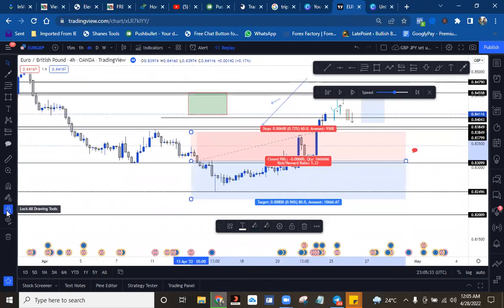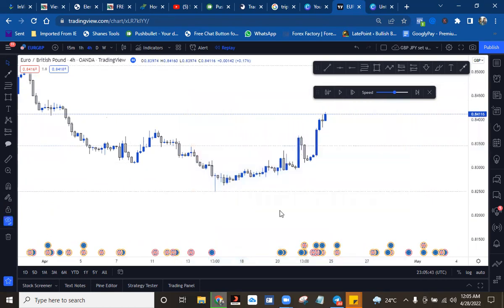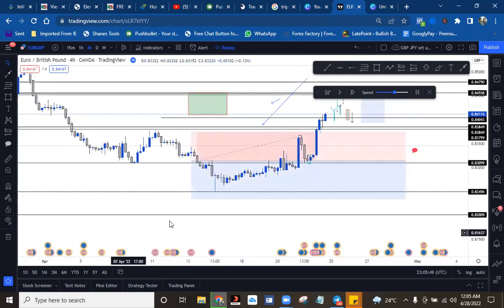So if you want to unlock it, you unlock it. All right. This is hide all drawings. If you click on it, all the things I've drawn here will disappear, so you have a clean chart. And if you want to bring it back, you just click here and everything will come back like it is. All right.